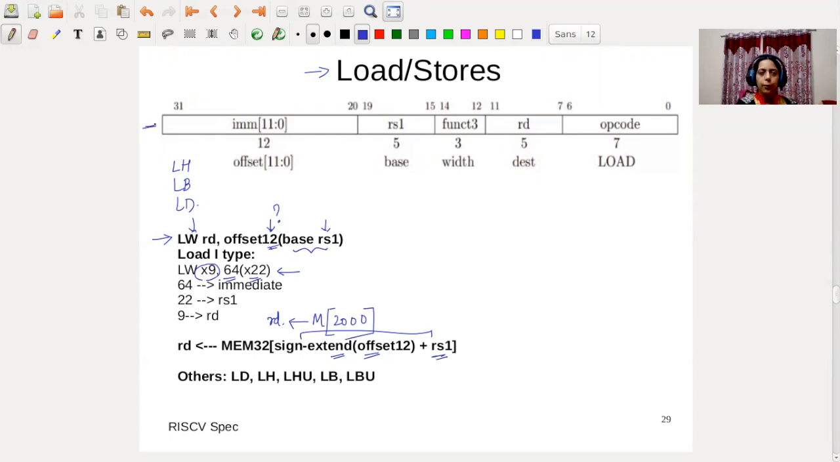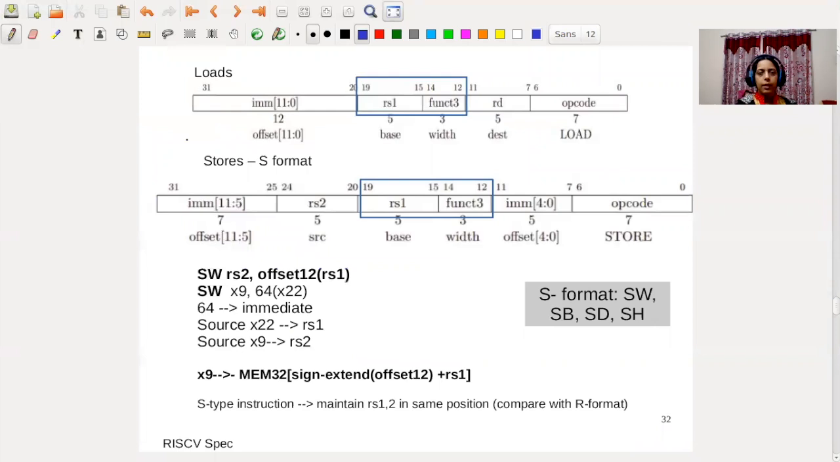So the 32-bit format for this instruction is given here. There is a standard 7-bit opcode, which is in the same location, 6 down to 0. Then you have the RD specified in the same location from 11 to 7. Then you have function 3 and RS1. All of this is very similar to the previous R format instruction. Just that now you have an immediate field, which is a 12-bit immediate starting from 31 down to 20. So that is the load instruction.